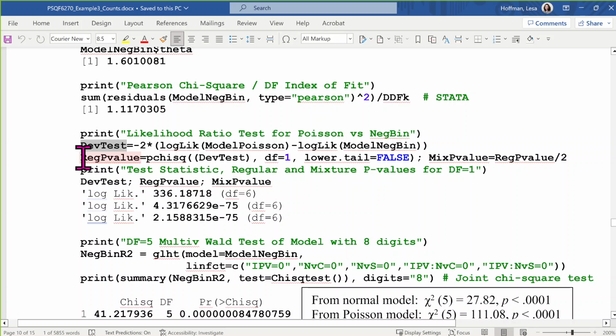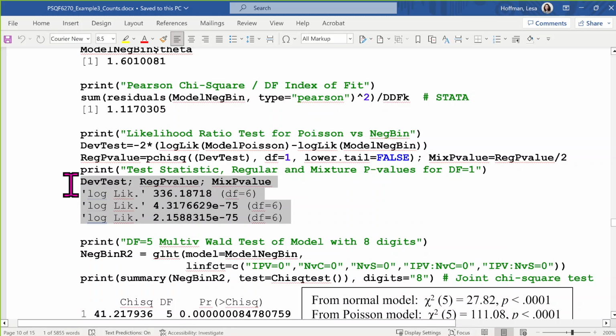Then I need my p-value. So they have another function that I found, which is pchisq. I'm plugging in devTest and degree of freedom 1 because I added one stretchy k to my model to make it different than Poisson. And then making sure the p-value is going in the right direction is the lower.tail equals FALSE here. And then to compute the mixture version like Stata does, I cut it in half.